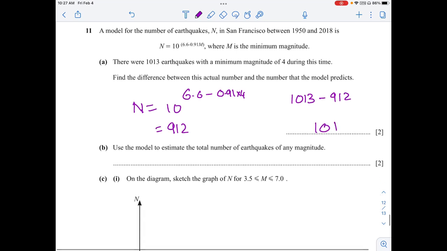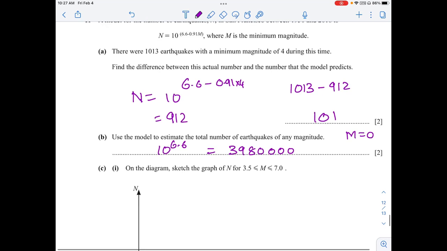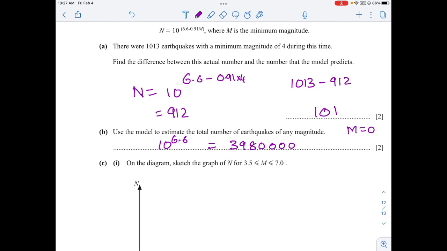Use the model to estimate the number of earthquakes of any magnitude. What do I mean by any magnitude? We take the value of m as 0. If I take the value of m as 0, then it becomes 10 to the power of 6.6, which is 398,000 in a rounded form. For any magnitude, it should be free of m, so m should be equal to 0. That is the reason I have taken m equal to 0.